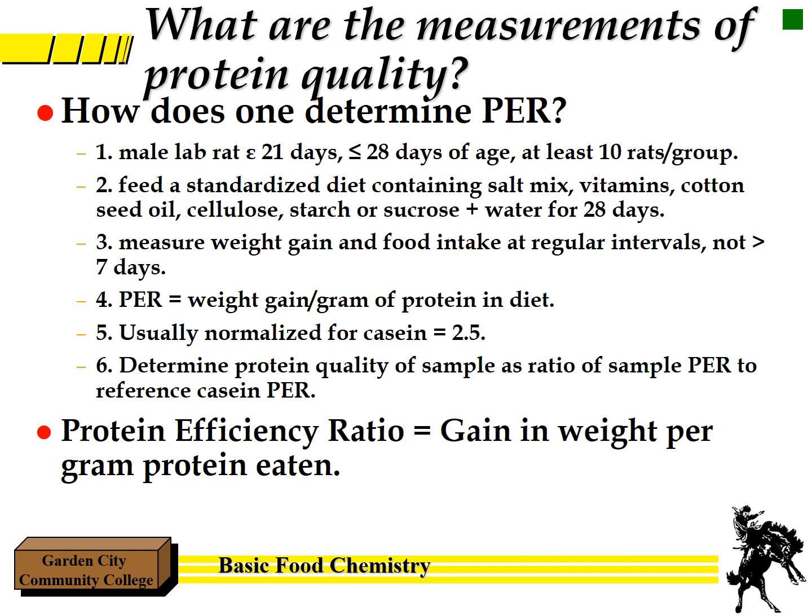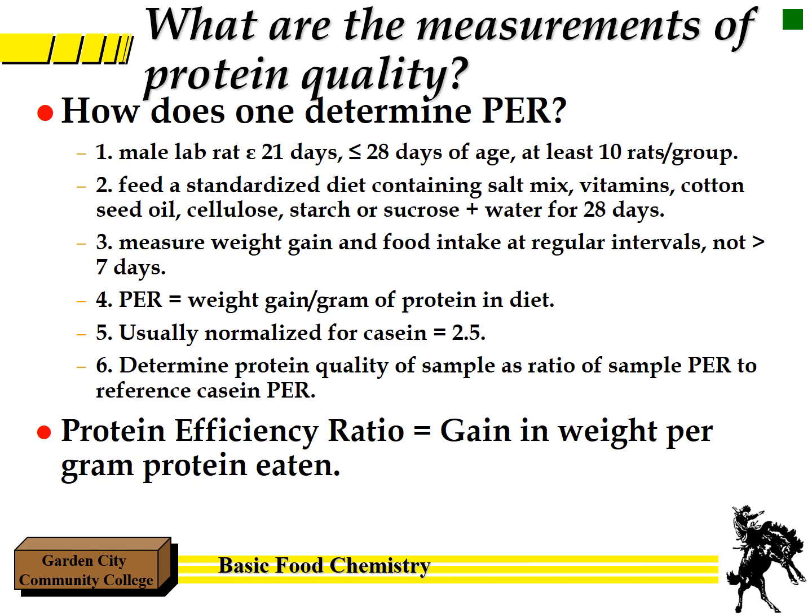So how does one determine the PER, the protein efficiency ratio? So they take a male lab rat at around 21 days, basically less than or equal to 28 days of age overall, and at least 10 rats per group. They're going to feed a standardized diet containing the salt mix, vitamins, cottonseed oil, cellulose, starch, and sucrose, plus water for those 28 days. They're going to measure weight gain and food intake at regular intervals, not greater than 7 days apart. And then they're going to do the PER, which is basically the weight gain divided by grams of protein in the diet. And it's usually normalized for casein at about 2.5.